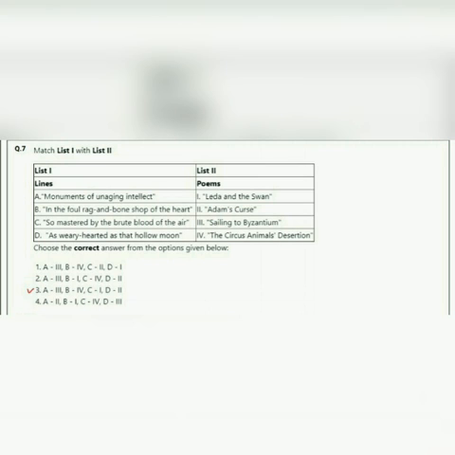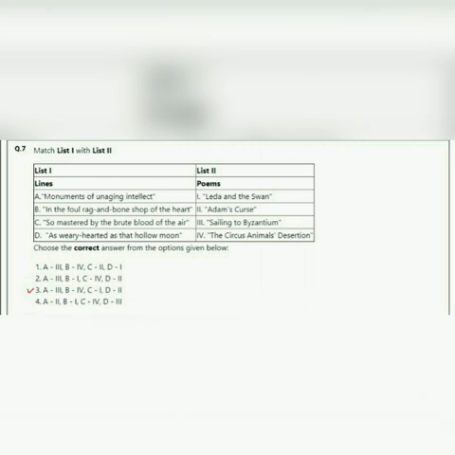Now, the third line, "so mastered by the brute blood of the air." This line is taken from the poem Leda and the Swan by W.B. Yeats, which was written in 1923. So, this is a poem which retells the story from Greek mythology, where a girl named Leda is raped by the god Zeus, who had assumed the form of a swan.